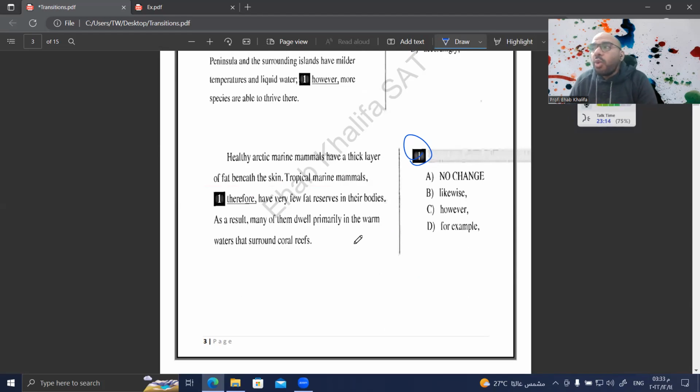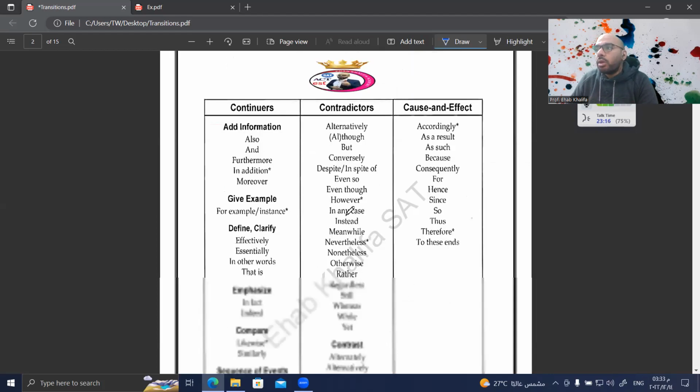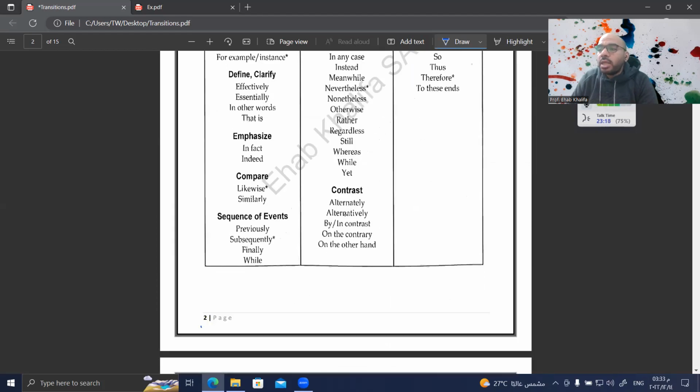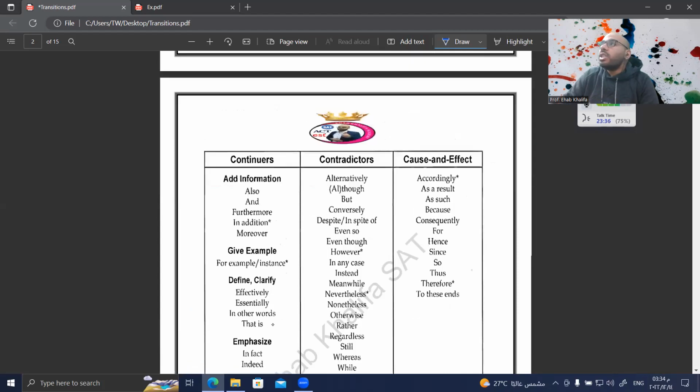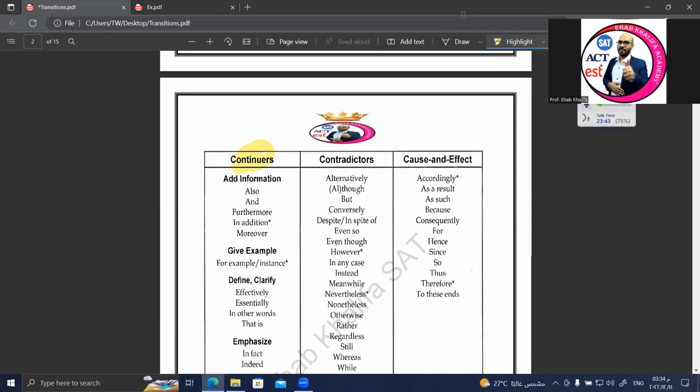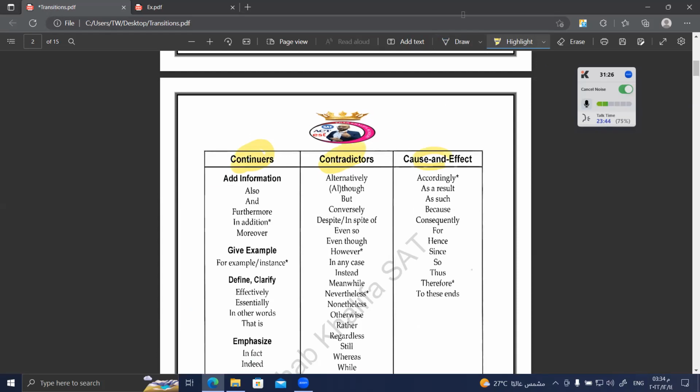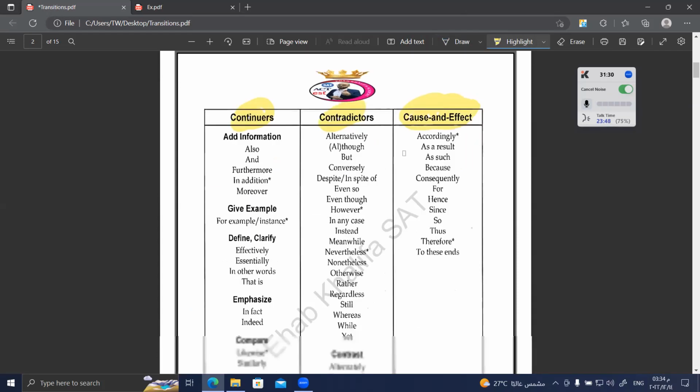How do we know from this table? This page, page 2, is the most important page in this sheet. We will need page 2 over today's class. So feel comfortable going back to page 2 whenever needed. So we classify the transitions into continuous, contradictors, cause and effect words.